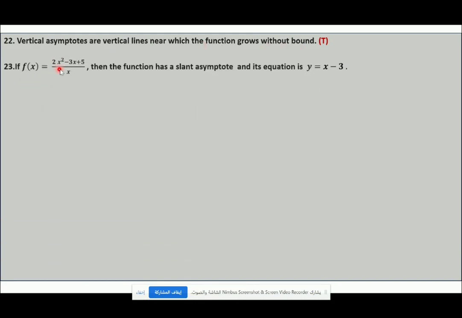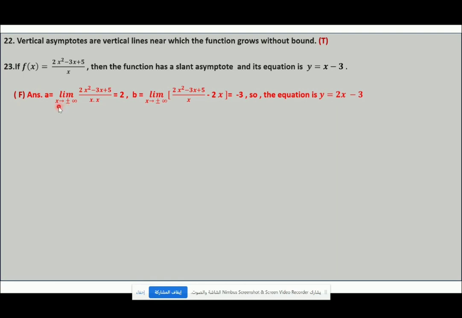If f of x equals (2x squared minus 3x plus 5) over x, then the function has a slant asymptote and its equation is y equals x minus 3. To be sure that there is a slant asymptote, you have to check the powers. The power up should be bigger than the power down by 1 degree to get a slant asymptote, which is that one. So there is a slant asymptote. But to know the slant asymptote equation, you have to check the rule of getting a slant asymptote by finding a with its rule.